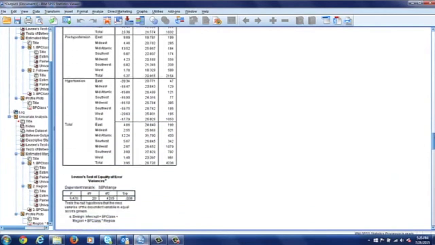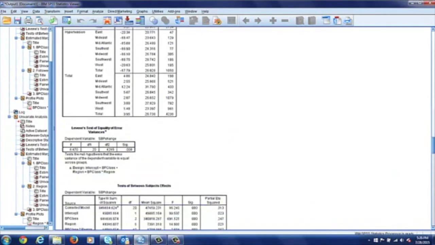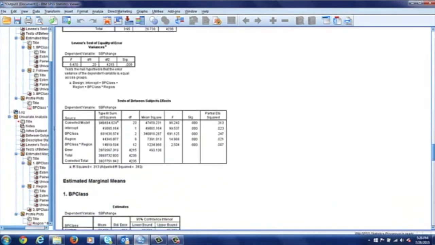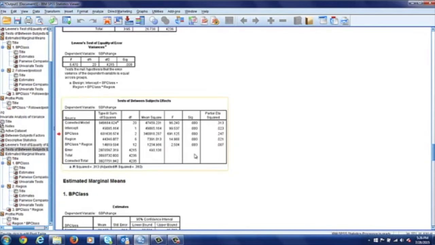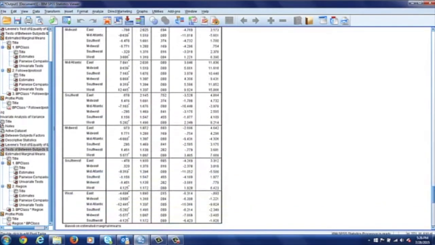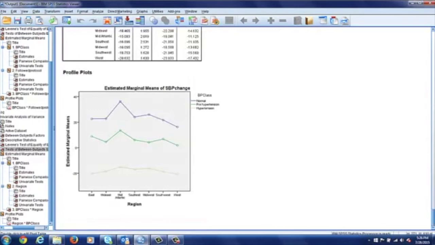So we have more options here, so my descriptives are a little bit larger. I'm still failing for equality of variances. But lo and behold, I now have a main effect for blood pressure class, a main effect for region, and I have an interaction. I have a significant interaction here. So let's take a look and see what that looks like.